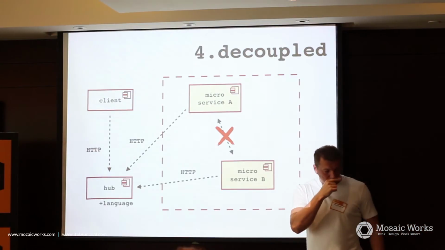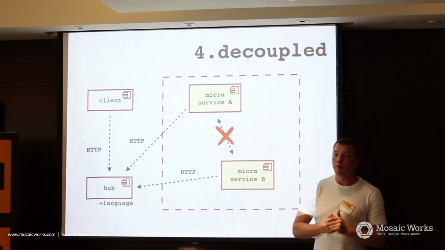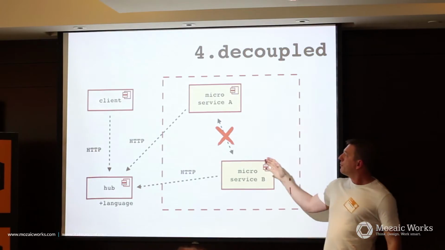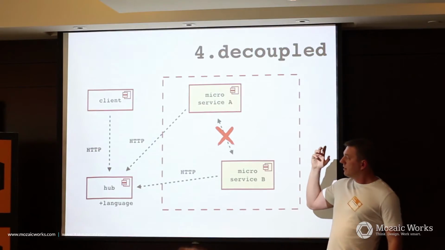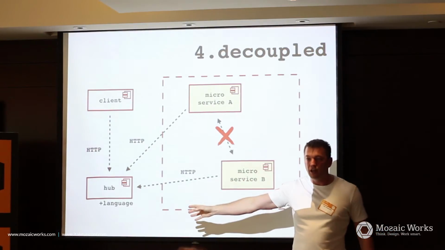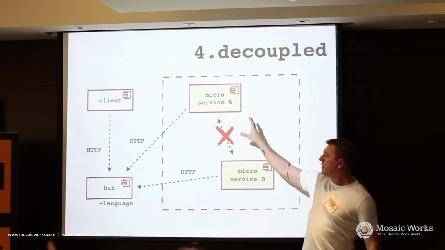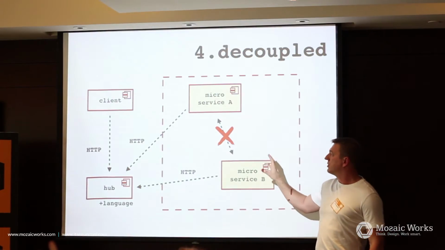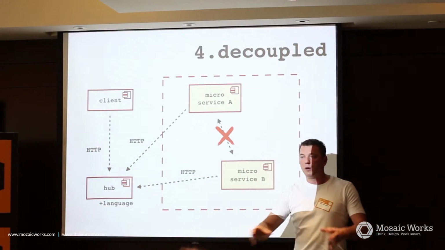Step number 1, it's number 4 actually, is when these guys become decoupled. So instead of talking to each other through the APIs, they will talk through the communication hub. So we'll have 1 microservice, 2 microservices, many microservices, and instead of declaring the API here, they will have some communication hub.